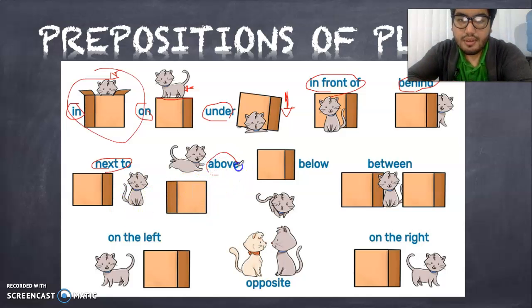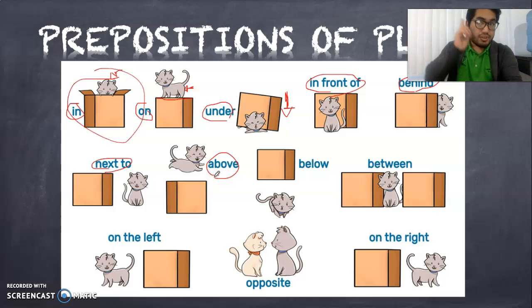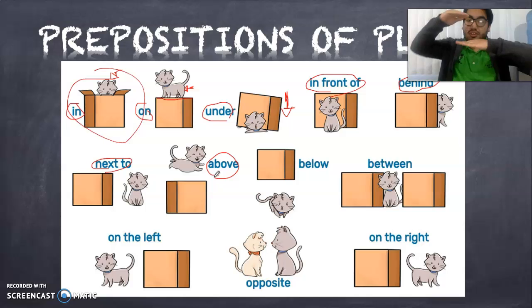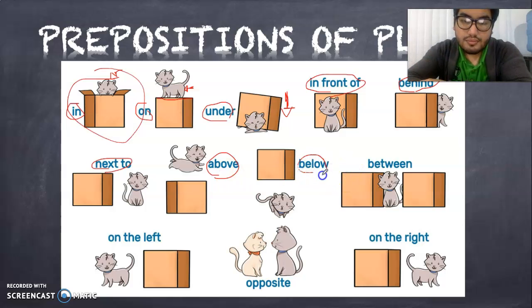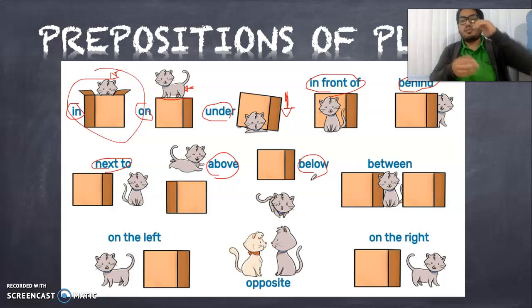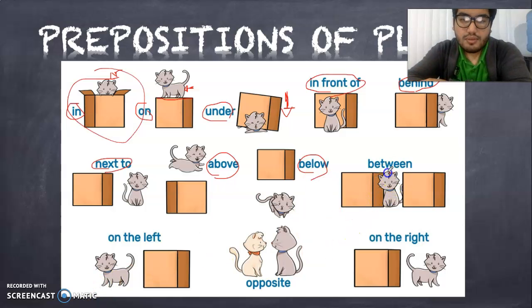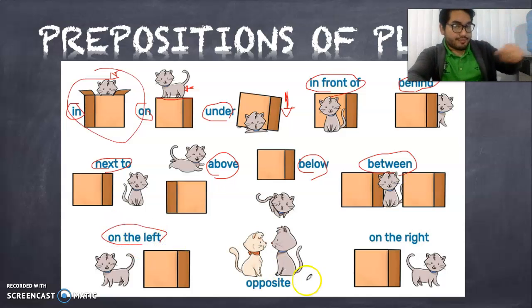Above, it's in the air, not on the box, above. Below, it's like above. We have below, we have the box here, and below we have the cat. Between, it's between. We have a box, and here the cat. Between, on the left, meaning that he's on the left.